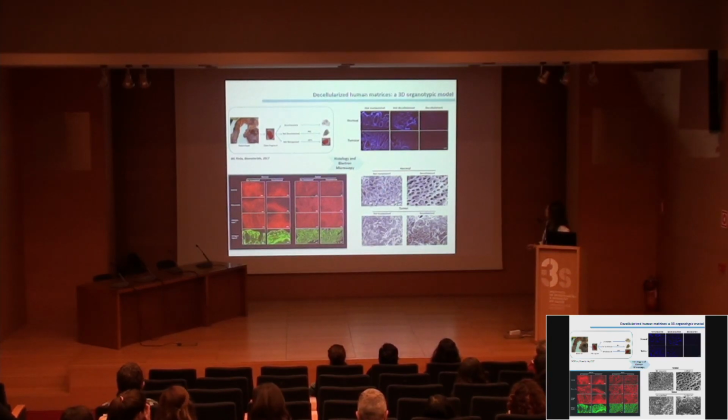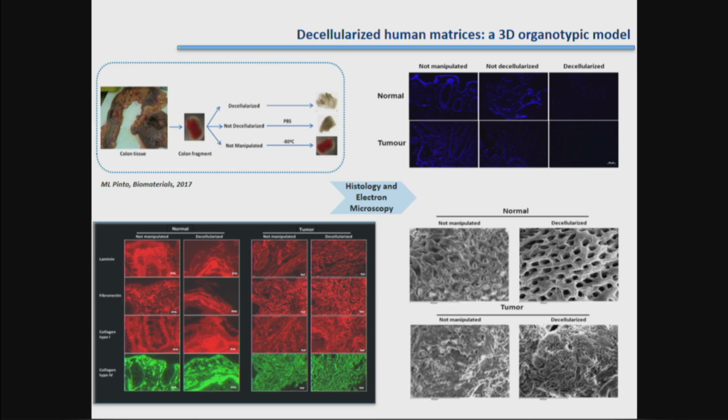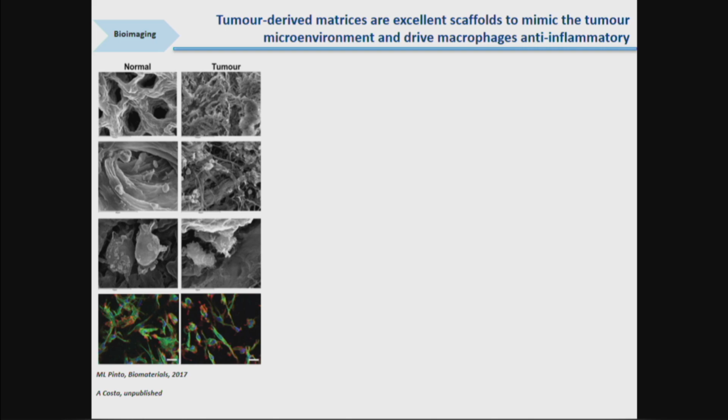We could confirm that decellularization retained the major ECM components and also maintained the structure under electron microscopy, as you can observe and appreciate here. We could then use these matrices to repopulate with monocytes. These monocytes differentiated into macrophages deep in the matrices.